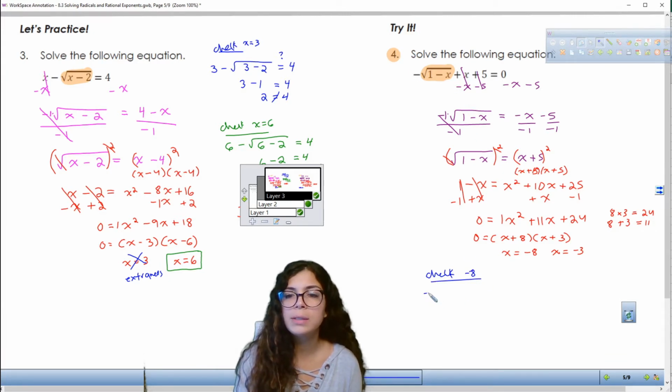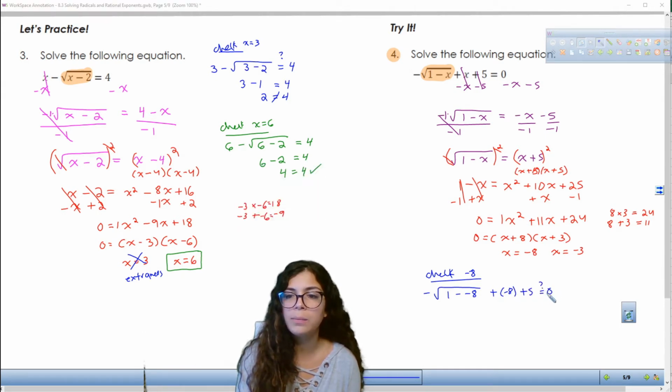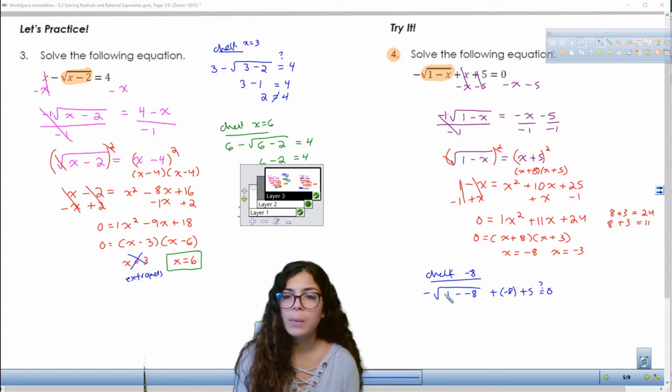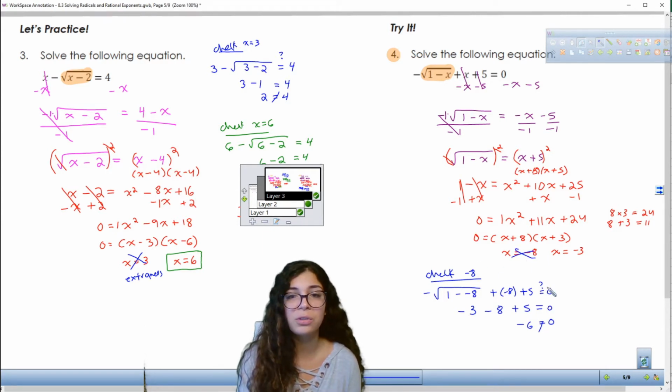So our original equation is negative square root of 1 minus x plus x plus 5. And does that equal 0? That's the question. So square root of, well, 1 minus -8 is 1 plus 8, so that's 9. Square root of 9 is 3, so this is -3, and plus -8 would, of course, be -8, and 5 is +5. Now, -3 minus 8 is -11, plus 5 would be -6. Does -6 equal 0? No. So -8 is actually extraneous.